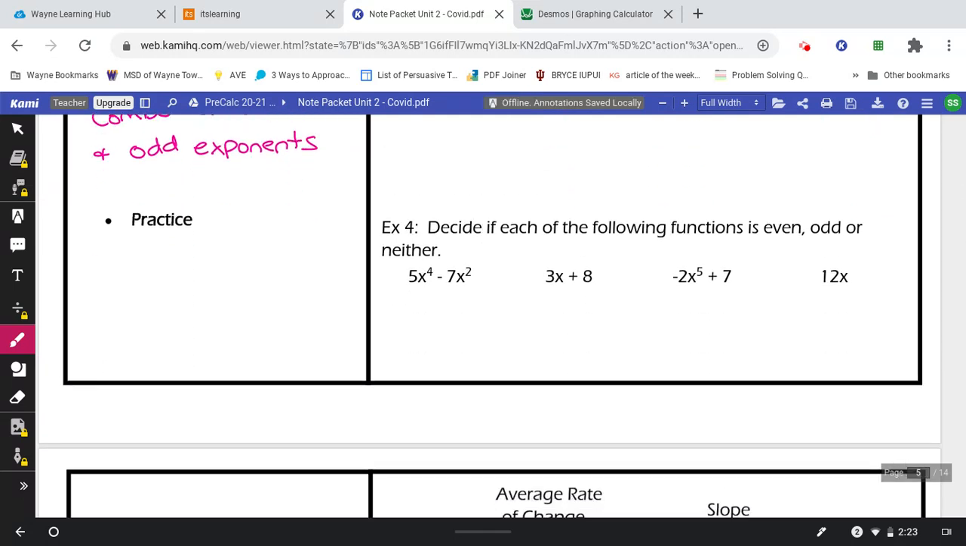So now on problem number 4, I want you to decide whether each of these is even, odd, or neither. And just write down the word even, odd, or neither. I'll give you just a moment.